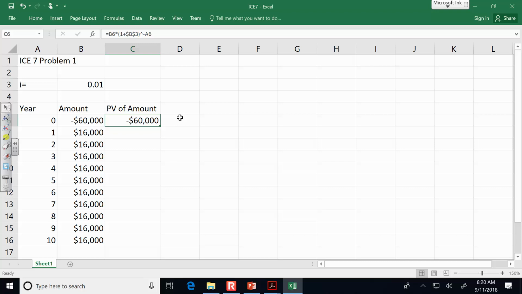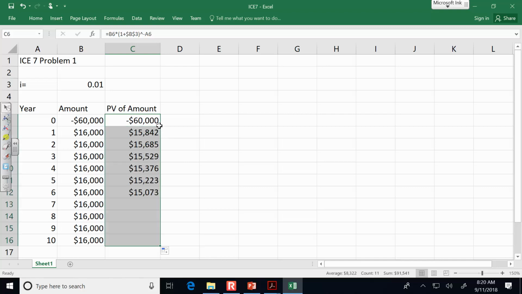Now, all I have to do is drag that down to all the rest of the rows, and it should tell me the present value of each of those future amounts. And in fact, I don't have to click and drag. All I need to do is double click in that corner where the thick green box is. So if I double click, it'll apply that formula all the rest of the way through.